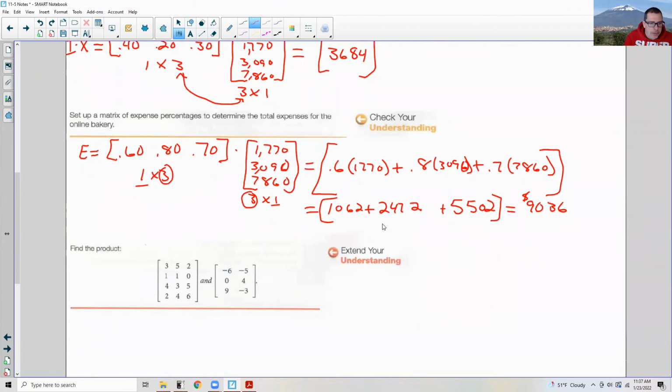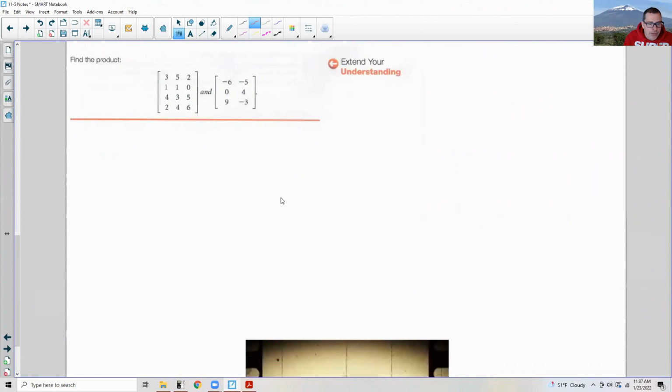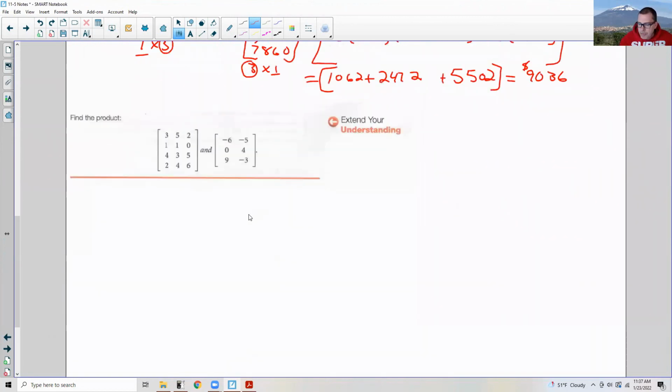And now it says to find the product of this, extend your understanding. So it's probably not a real good idea to use the calculator on this problem simply because it's practicing the procedure. So let's just do it manually. So this is the product. I will do it with the calculator after to check my answer. So here's A and here's B. So A times B is going to equal, for starters, we have to check the dimensions. So this is a 4-row, 3 columns. So that's 4 by 3. And this is a 3-row, 2 column. That's a 3 by 2. The 3s match.